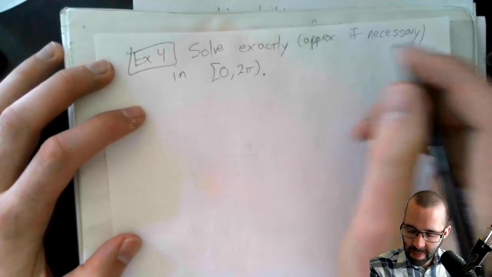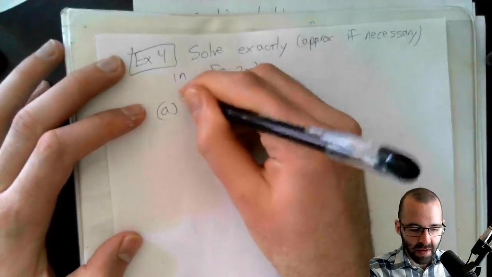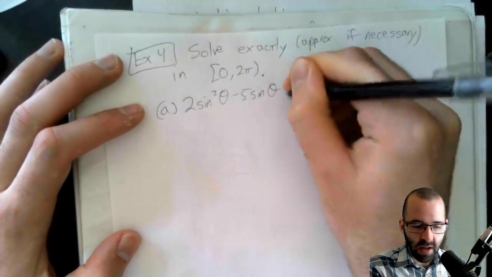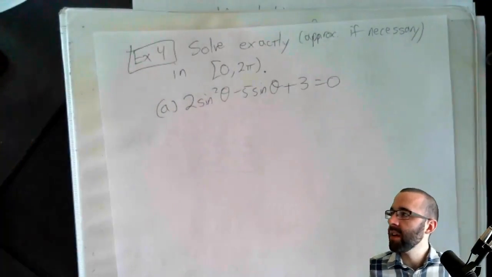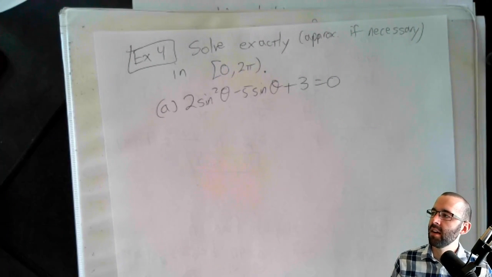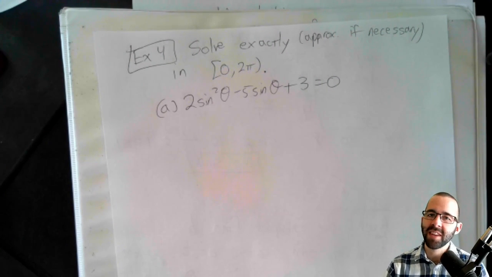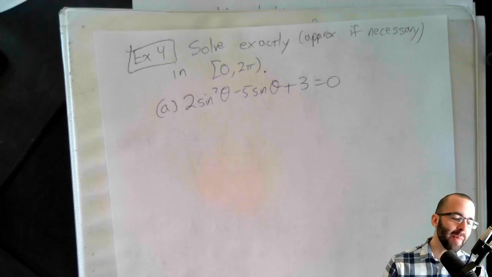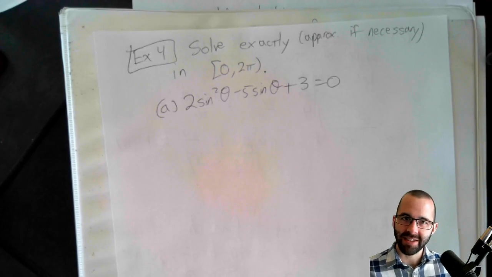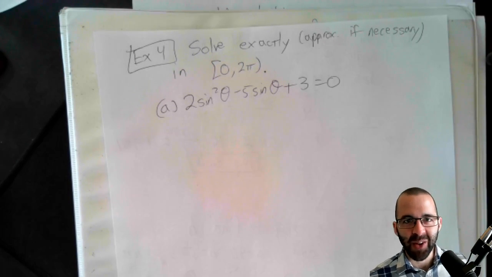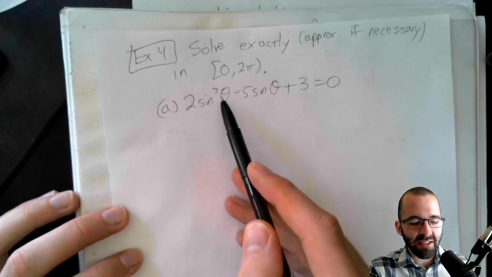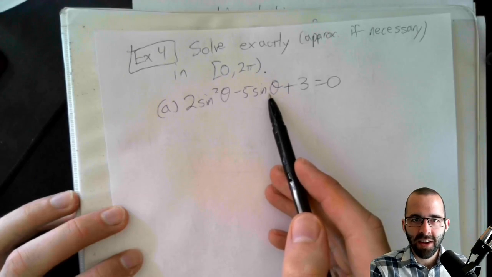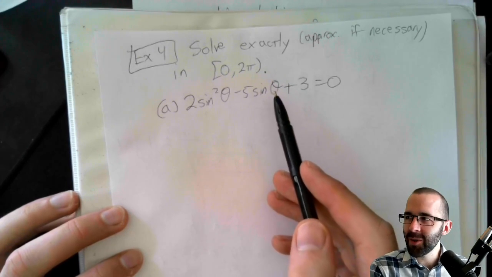All right, so example 4. Let's do part A. 2 sine squared of theta minus 5 sine of theta plus 3 equals 0. So I hope you've all been missing algebra, because this whole chapter has tons of algebra. And we're going back to algebra again, because what kind of an equation is this, right? Sure, it's a trigonometric equation, but we've got a sine squared of theta and a sine of theta. This is a quadratic trigonometric equation, yeah.